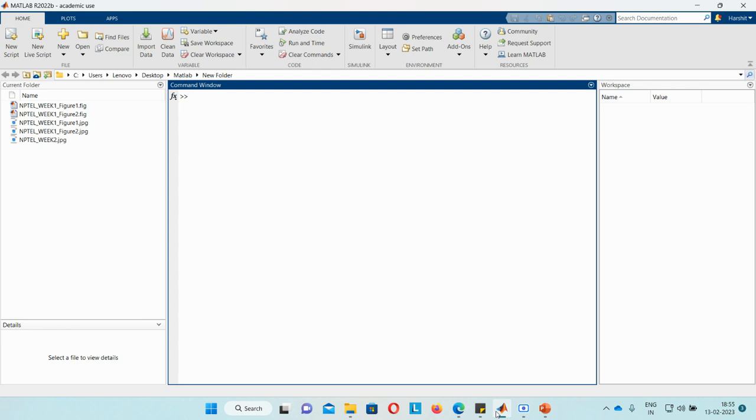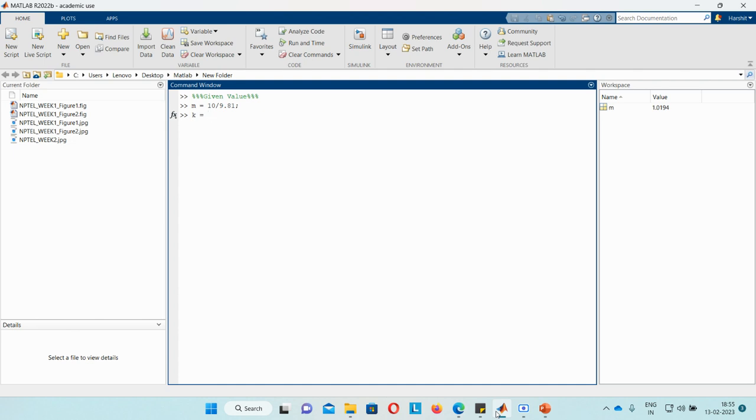Okay, so let's start with the question. First, we will define the given values. What values are given to us? Mass m, which is 10, was the weight of the system. So mass will be 10 upon 9.81. This I am defining as m.